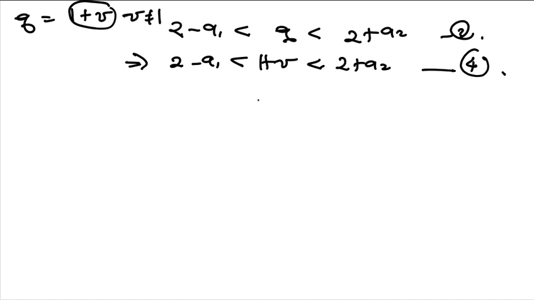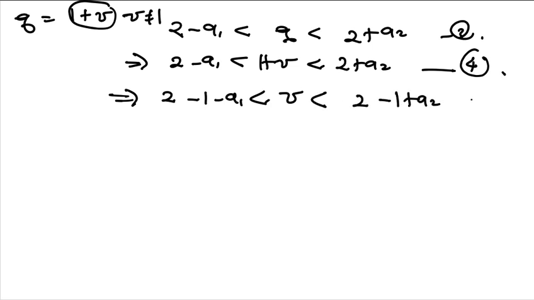So basically what we are doing is that we want to transform 4 here by subtracting 1 from each side of this inequality. Okay, then it becomes what? So here 2 minus 1 minus a1, isn't it? Then v alone here, 2 minus 1 plus a2, isn't it? After that, if we simplify it further, then you can have 1 minus a1, v in the middle, 1 plus a2, isn't it? Now, call this one expression 5.